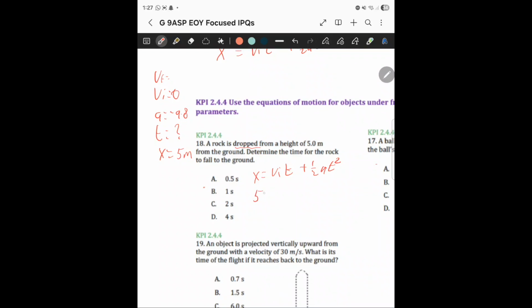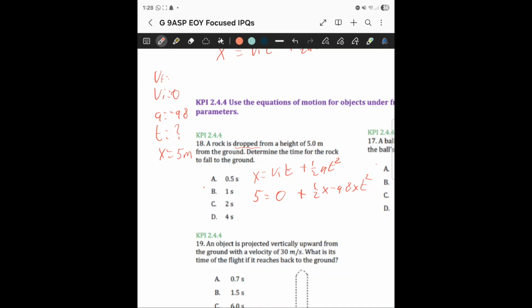And X I know is 5 equals, and VI times T, well that's just 0. 0 times anything is just 0, so don't need to worry about that. Plus a half multiplied by negative 9.8 multiplied by t, which is what I need, squared. You can rearrange, or you can do the lazy method, which is shift solve, if you're in an exam and need to be quick, and not make any mistakes.